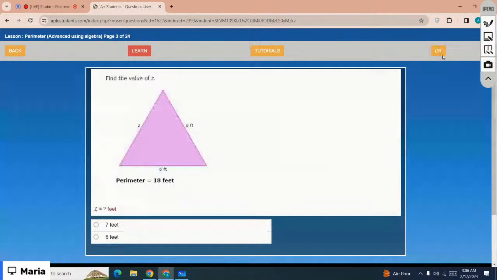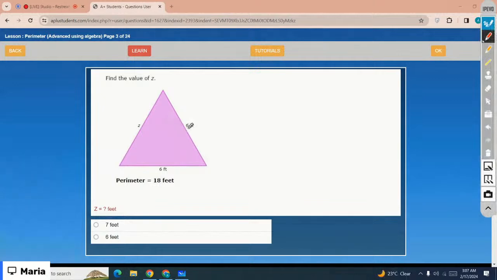Okay, what is the value of z? Which is the correct option? You are given two of the side lengths. You need to calculate the third one. We know, and also you are given the perimeter. So that is 6 plus 6 plus z, and their sum equals 18, right? So 6 plus 6 is 12. So you have to do 18 minus 12, and 18 minus 12 is 6. So the correct option is 6 feet, right?